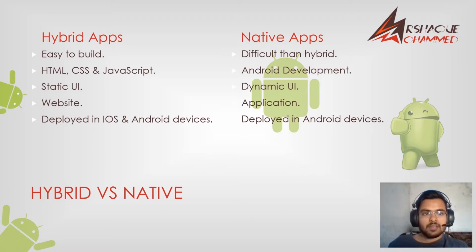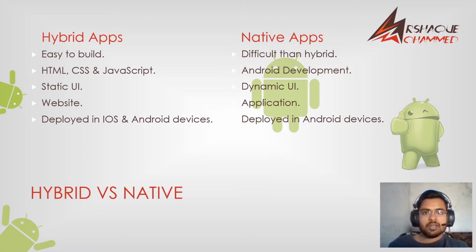A website is converted into a hybrid app. An application is developed as a native app. Hybrid apps can be deployed on iOS and Android devices, BlackBerry devices, any devices. It is developed in HTML, CSS as a single code but can be deployed on different operating systems.